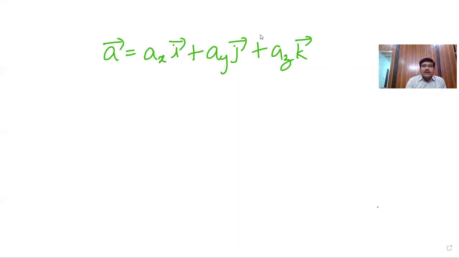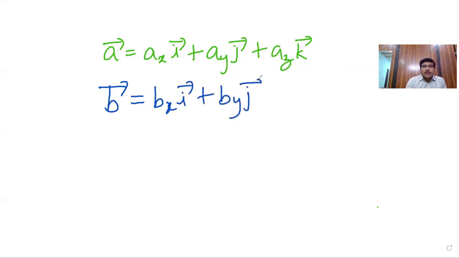Similarly, b bar vector is given. This is b bar equals bx i bar plus by j bar plus bz k bar, where i, j, k are unit vectors along x, y, z directions. bx, by, bz are the components of b bar along x, y, z axis.